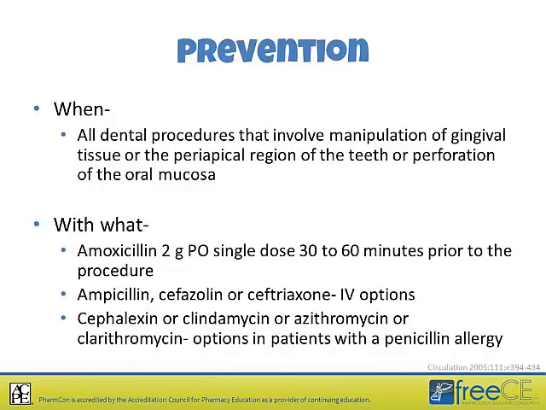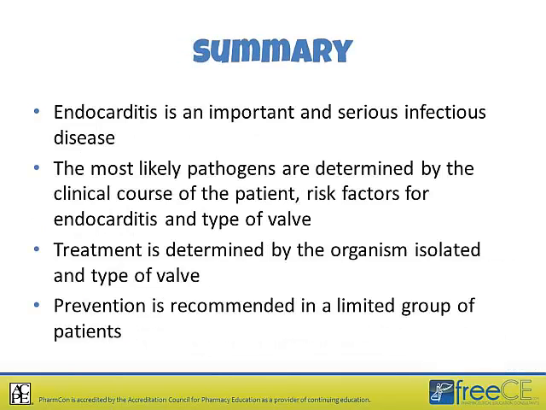And then in terms of the with what, there's lots of different options. Amoxicillin 2 gram once as a single dose, 30 to 60 minutes prior to the procedure, is probably going to be the most common thing that you'll see in a community pharmacy. There are some IV alternatives, and then some alternatives for patients who have a penicillin allergy. So that's a quick review of who should get prevention, when they should get prevention, and what you're going to use to prevent infective endocarditis.